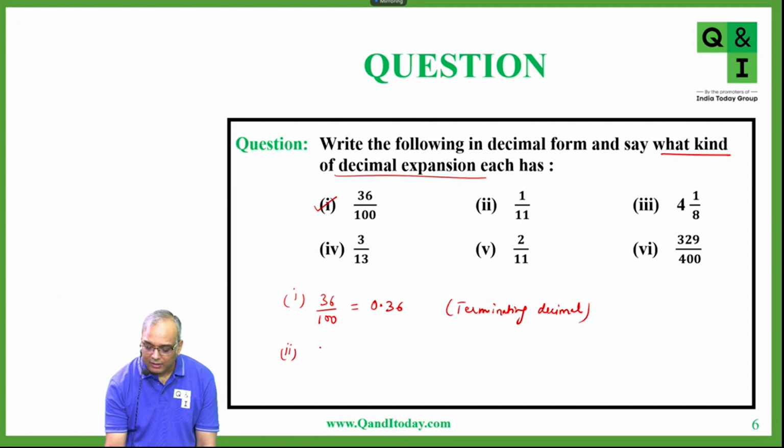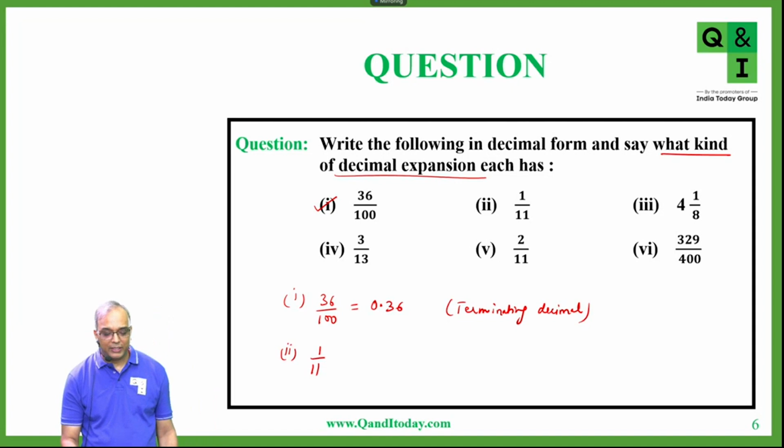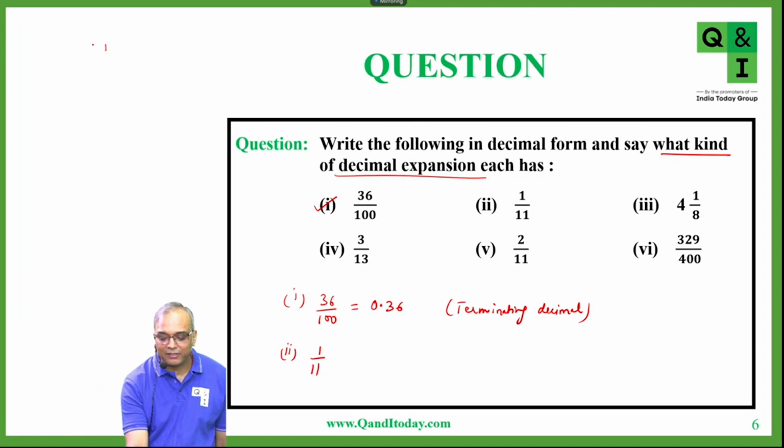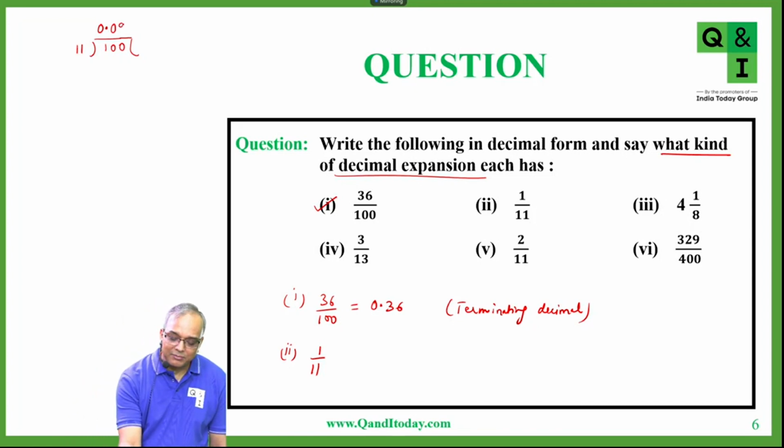Second one, 1 by 11. Now what we'll have to do is, as we did for 1 by 7, we'll do it for 1 by 11 also. We'll divide 1 by 11. So if I put a decimal here, you will have 10. Still, this is less than 11. So I'll put one more 0, you will have 100. Now 11 times 9 is 99. If you subtract this, you will have 1 here.